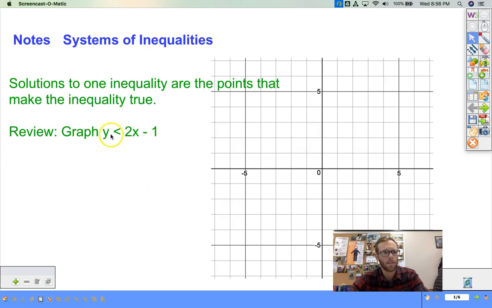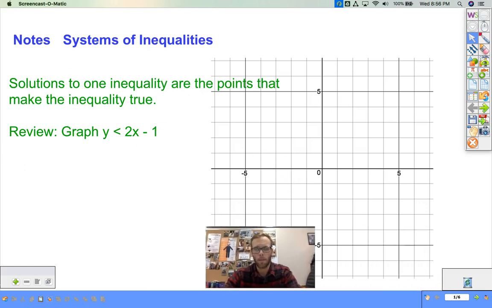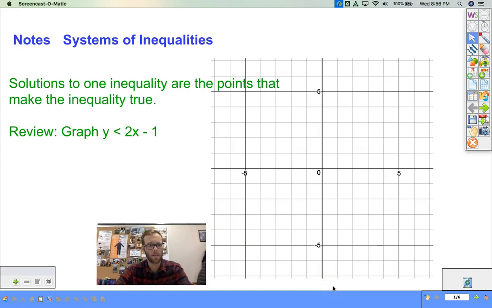If I have an inequality such as y is less than 2x minus 1, do you remember how we were graphing these? We had to come up with a boundary line, and with that boundary line, we had to decide if it's solid or dashed, and then we had to determine, do we need to shade above or below that line? Remember that the solutions to the one inequality are the points that make the inequality true. So let's do this quick review one, and then we'll look at what happens when we have a system of more than one inequality.